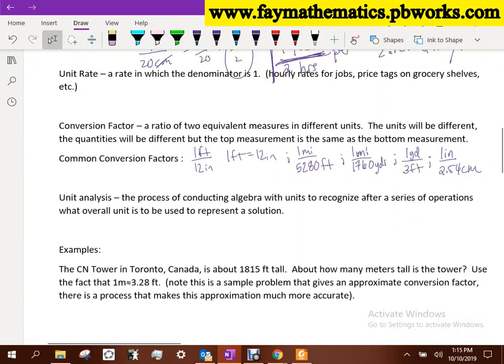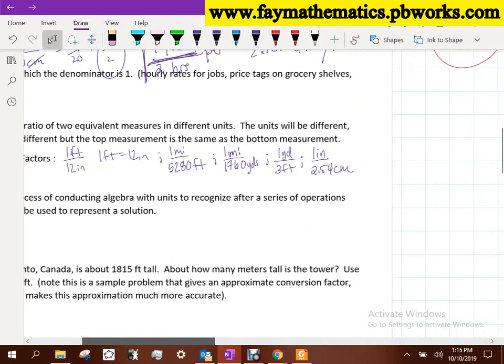If somebody gives me a measurement in feet or miles or yards, and I want to convert it into kilometers or meters or centimeters, that relationship right there is what I would use. If I go to a ruler and I look at 1 inch and I draw a line to the other side of my ruler, it's going to pass through 2.54 centimeters. Does that make sense? Okay.